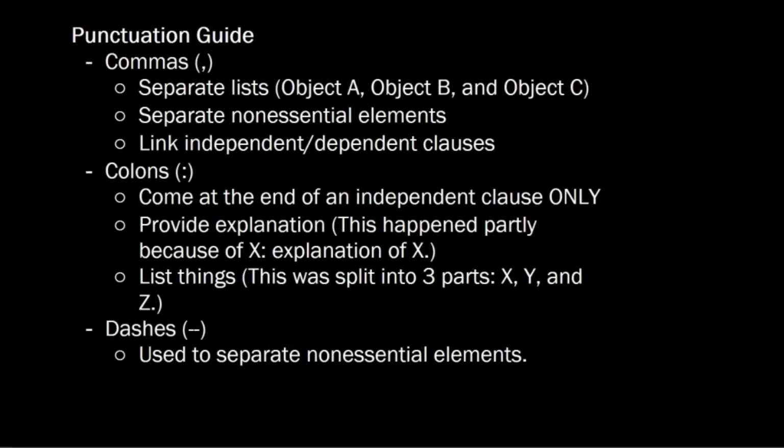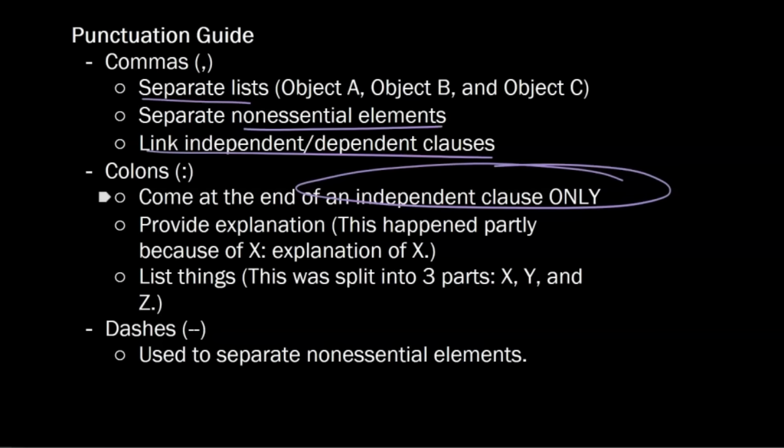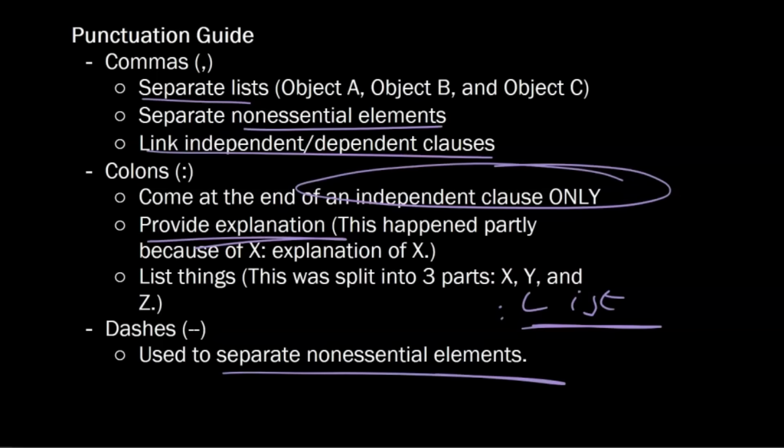Lastly, here's just a brief punctuation guide. Commas can be used to separate lists, to separate elements as we saw earlier, and to link those clauses together. Colons can only come at the end of an independent clause. They can either provide an explanation to something, or you can have a colon and then a list after that. Okay, dashes are used to separate non-essential elements as we discussed, and that's pretty much all you'll need to use dashes for on the SAT.